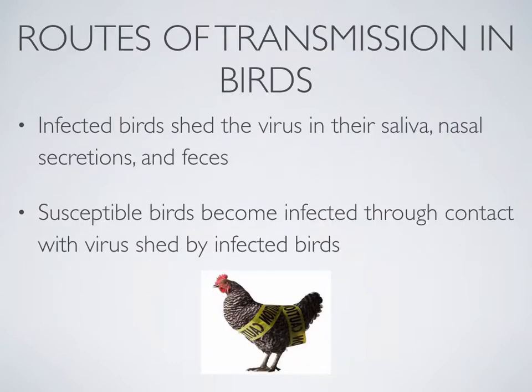Infected birds can shed avian influenza A viruses in their saliva, nasal secretions, and feces. Susceptible birds can become infected when they have contact with the virus as it is shed by infected birds. They also can become infected through contact with surfaces that are contaminated with virus from infected birds.